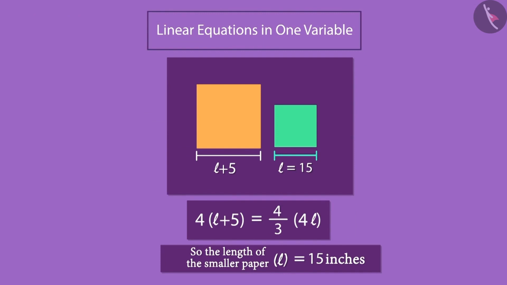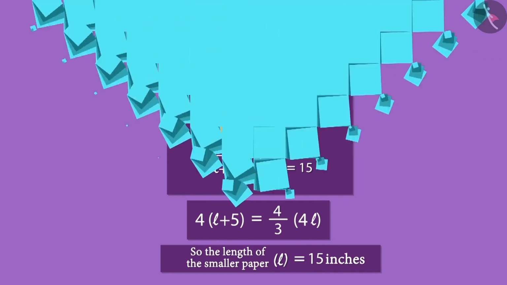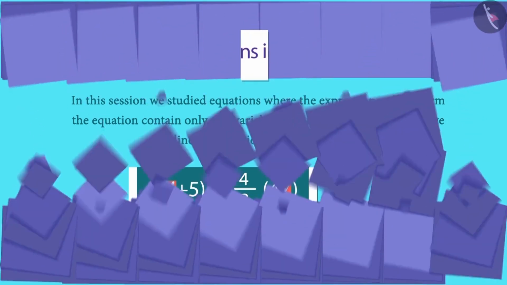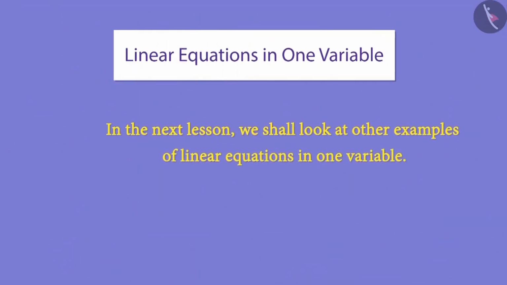We shall end this session here. We learned that linear equations with one variable can be solved even when the variable exists on both sides. In the next lesson, we shall see other examples of linear equations.